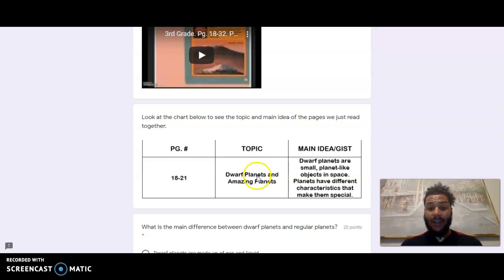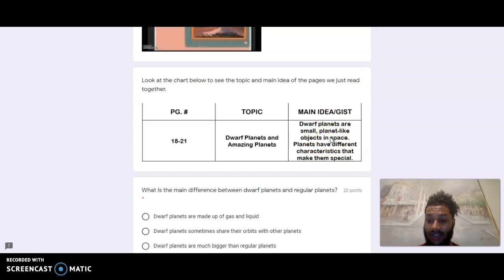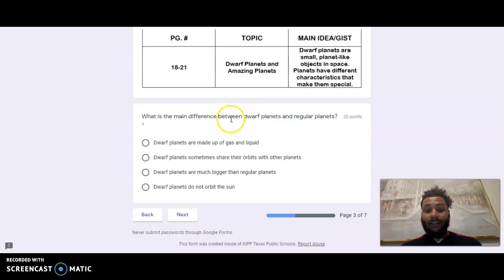The topic of those pages were dwarf planets and amazing planets. And the main idea of those pages were that dwarf planets are small, planet-like objects in space. Planets have different characteristics that make them special. That's the main idea that we got from reading pages 18 to 21. So I went ahead and put it in a chart for you so that you could see that after we read. So then we have a question to answer after. It says, what is the main difference between dwarf planets and regular planets?